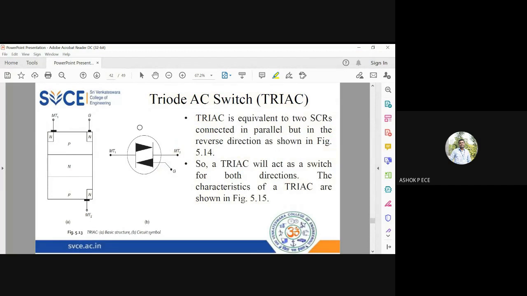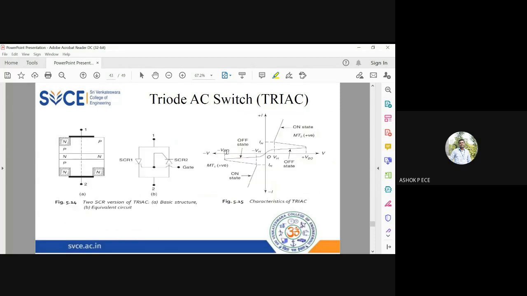So this Triac can be considered as 2 SCRs connected in parallel but in the reverse direction. So I'm going to connect 2 SCRs in parallel. So see here, this is 2 SCRs in parallel. We have modeled SCRs as 2 transistors connected back to back, right? So I can conclude this Triac to be 2 SCRs in parallel but connected in opposite way.